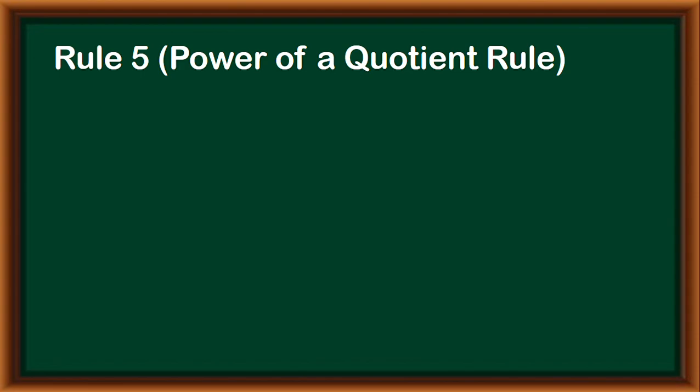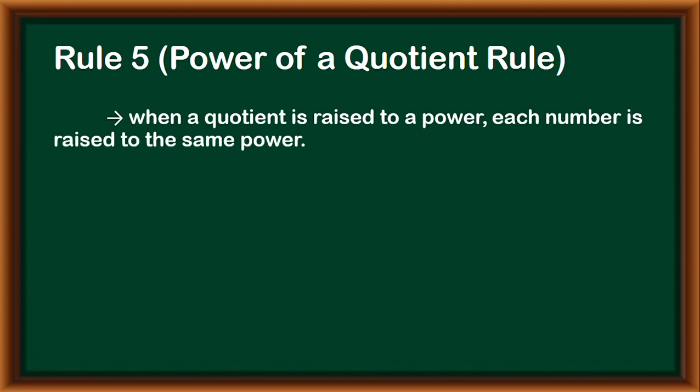So, rule number 5, the power of a quotient rule. Okay? In this case, when a quotient is raised to a power, each number is raised to the same power. So, x over y raised to n. You just distribute the n, because it is outside. It should look like this so that it is distributed: x raised to n, and y raised to n, where y is not equal to 0. Because if it equals 0, it becomes undefined. So, y, the denominator, cannot be equal to 0.